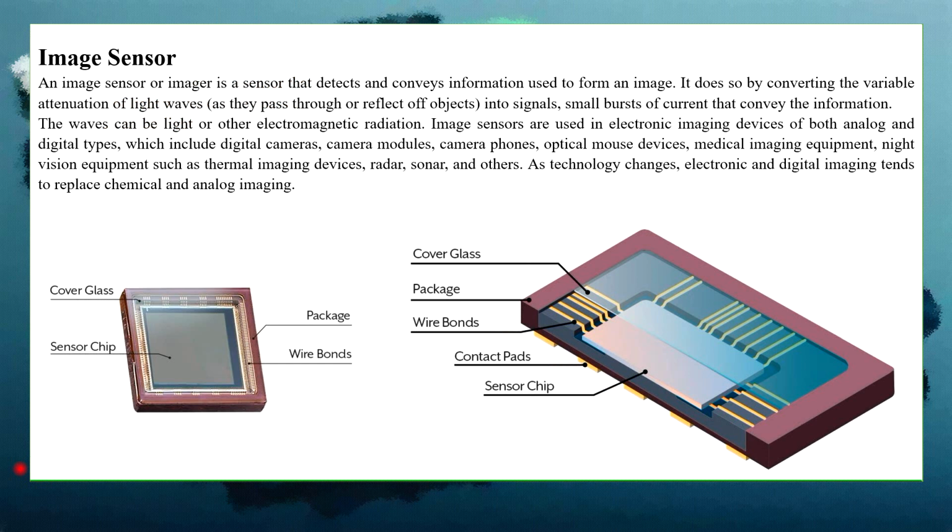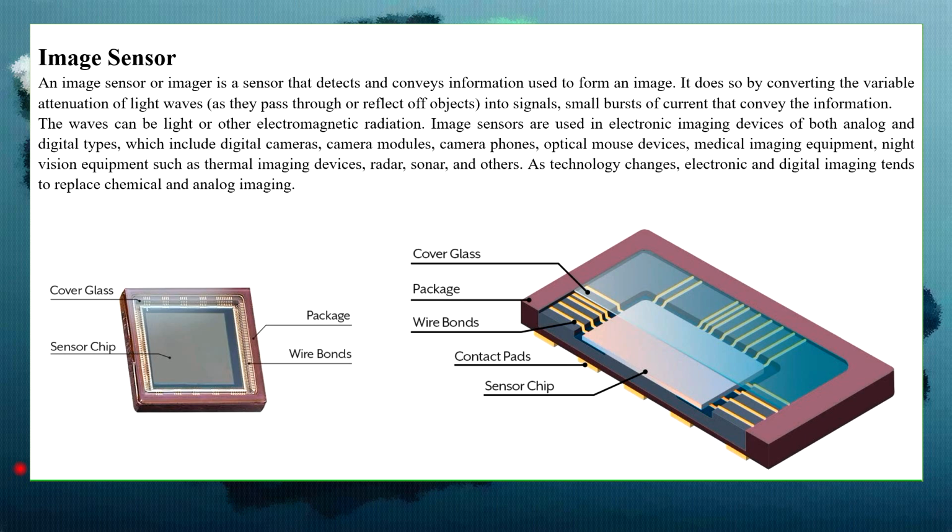Image sensor. An image sensor or imager is a sensor that detects and conveys information used to form an image. It does so by converting the variable attenuation of light waves as they pass through or reflect off objects into signals, small bursts of current that convey the information. The waves can be light or other electromagnetic radiation.